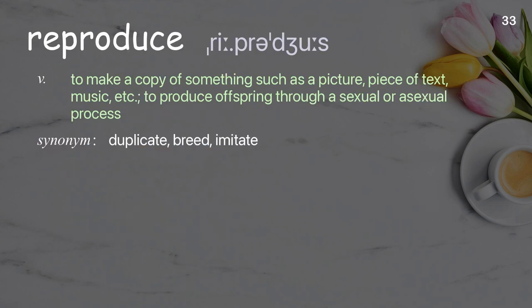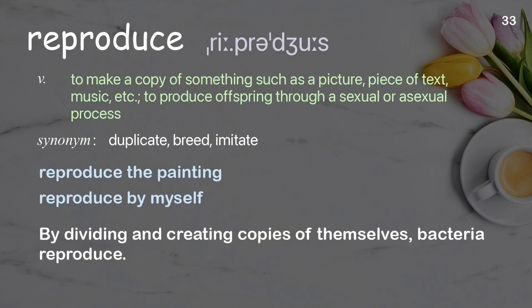Reproduce: to make a copy of something such as a picture, piece of text, music, etc., to produce offspring through a sexual or asexual process. Examples: reproduce the painting, reproduce by myself. By dividing and creating copies of themselves, bacteria reproduce.